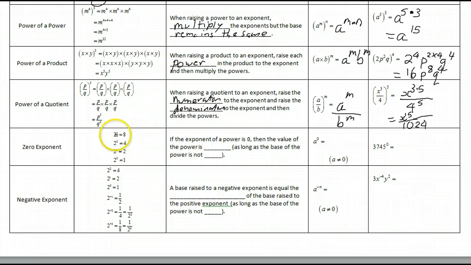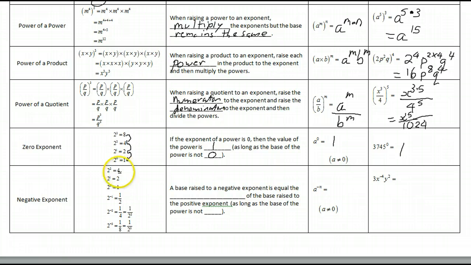Zero exponent. Take a look. 2 to the 3 is 8, right? 2 cubed is 8. 2 squared is 4. You're dividing by 2, dividing by 2, and dividing by 2. So that must mean that 2 to the 0 then has to be 1 to keep this process going. If the exponent of a power is 0, then the value of the power is 1, as long as the base of the power is not 0. So we can't do 0 to the 0, right? But any other base, anything to the exponent 0 is equal to 1. Sometimes you'll get a really complicated expression in parentheses with all kinds of stuff, but it's raised to the exponent 0, so just keep in mind that that's 1.